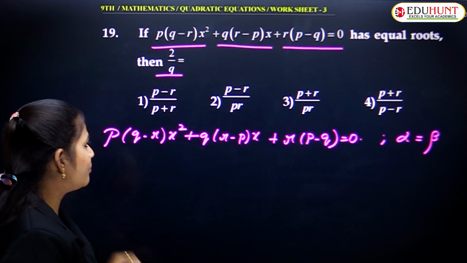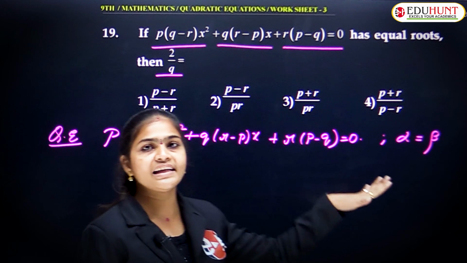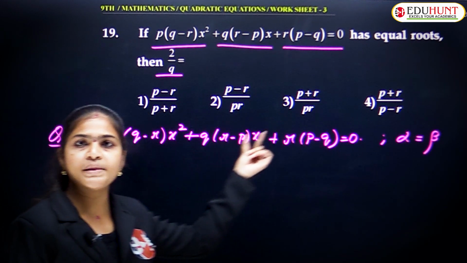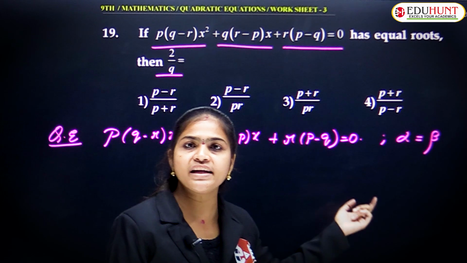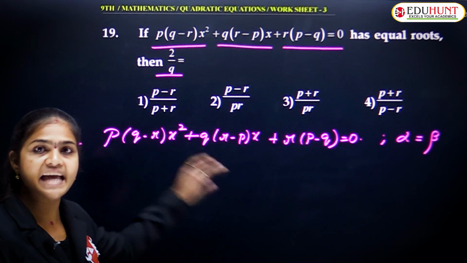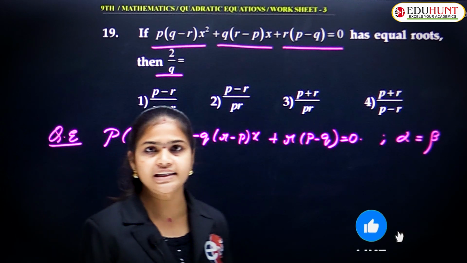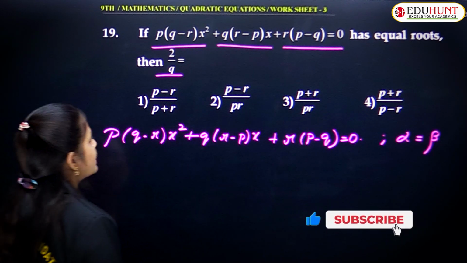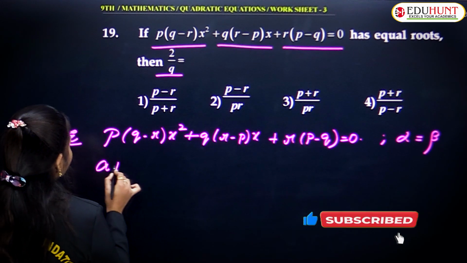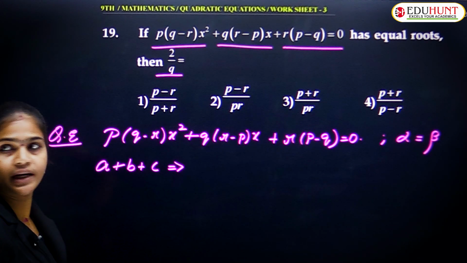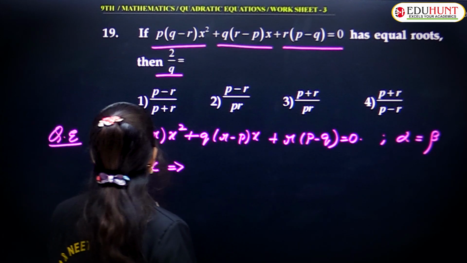Why do we have to apply it? First we have to check whether a plus b plus c is equal to 0 is satisfied or not. If it is satisfied, then only can we go for that condition. So first check whether a plus b plus c is equal to 0 or not. We need to find the value of a plus b plus c.